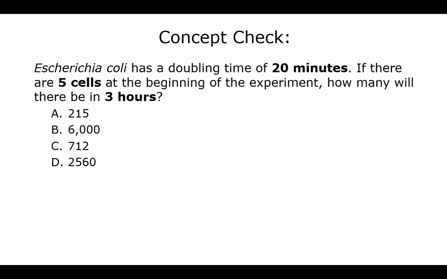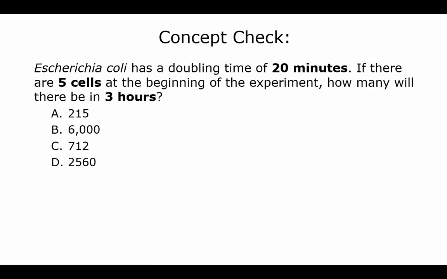So our concept check, we've got E. coli, doubling time of 20 minutes. So how many times can it double in an hour? 20, 40, 60. Okay, it can double 3 times in an hour. So if you start out with 5, how many will there be in 3 hours? We can double 3 times in an hour, so 3 times 3 hours is 9. So the base is 2, the exponent is 9. 5 times 2 to the exponent of 9.